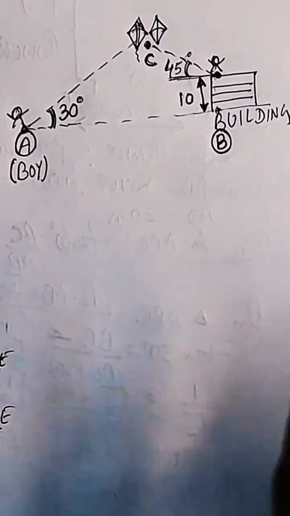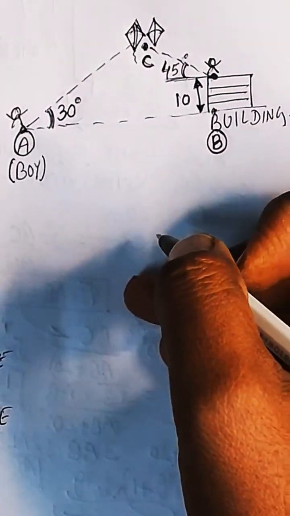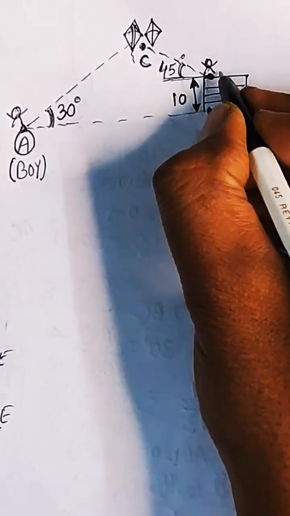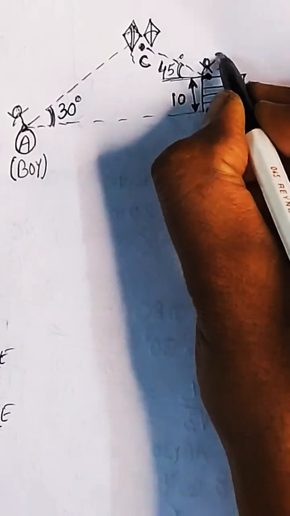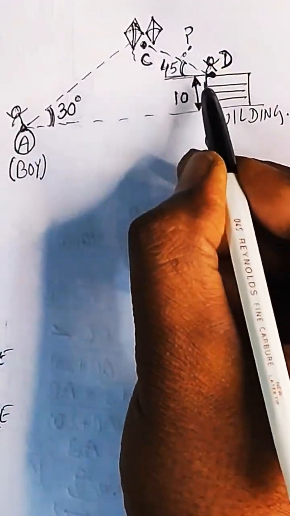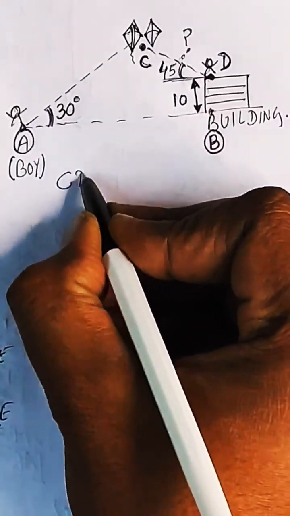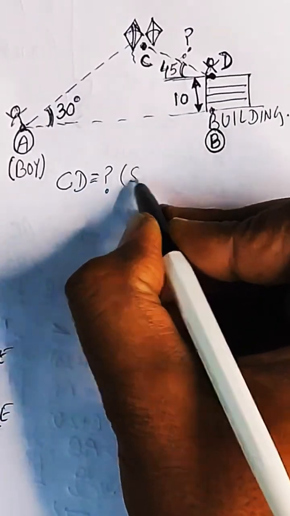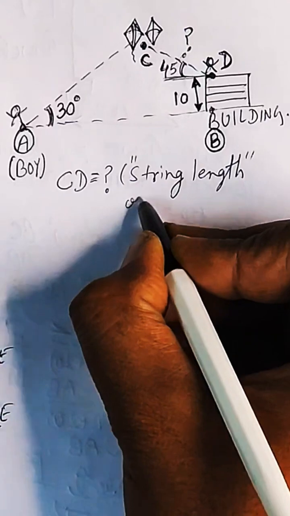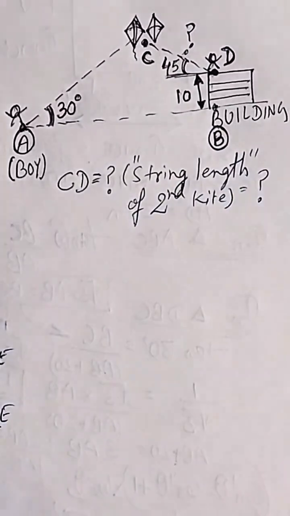Now the condition is like this, my dear friend. Now what is the question? Find the length of the string that the second boy must have so that the two kites meet. So if this is the position B, and this is the position, let me write it as D, what is the length of CD? That means this will be the string of the kite of the second boy. So the question is: what is the length of CD? The string length of the second kite needs to be found.